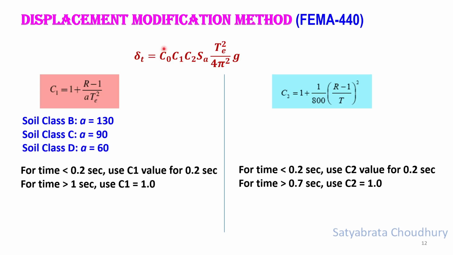C0 will be the same as given in the FEMA 356 displacement coefficient method. That is what I am assuming, because this expression is not mentioned particularly in FEMA 440. They have categorically said that C3 has been removed, C1 and C2 have been changed, and are silent about C0.